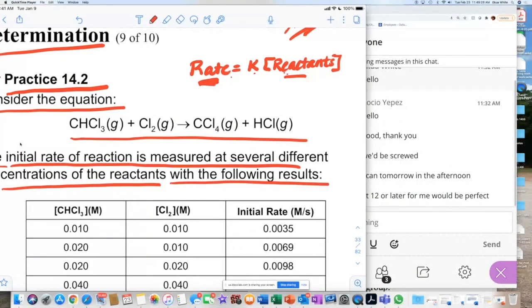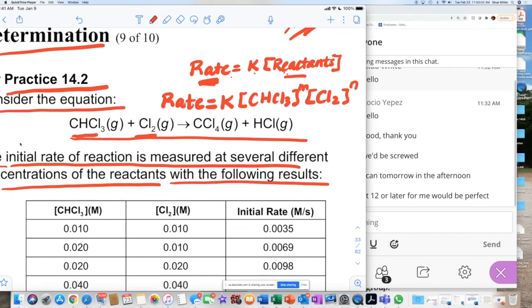So even though I haven't done my math yet, I can write a mock rate law, okay? So I'm going to write it here. I know in the end, my rate law will look something like this. Rate equal K, and then I have two chemical reactants. The first one is bracket CHCl3 raised to the power m. Second formula, Cl2 raised to the power n. This is my generic rate law, okay?